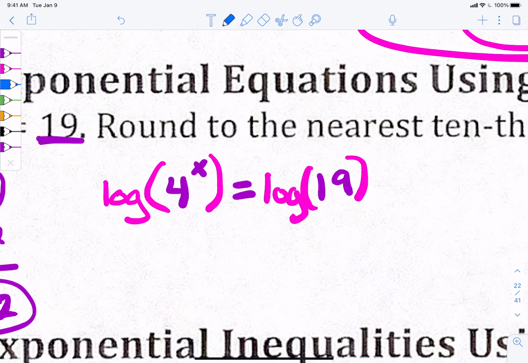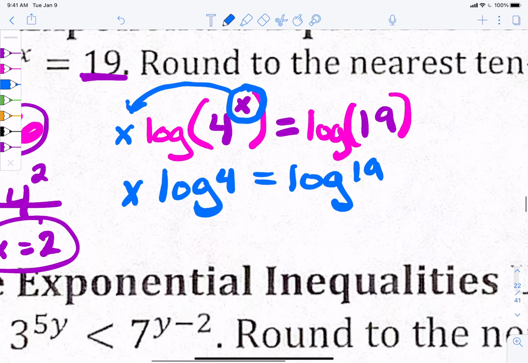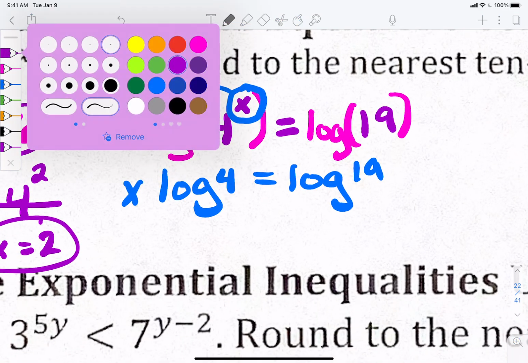From this point, now that there's a log there, we have a little rule that says if there's a log, this x that's in the top here, where can he go? To the front, right? And so really this is kind of like saying x times log of 4 equals log of 19. And you can put the parentheses or you don't have to put the parentheses. And I want to solve for x. So how do I get x by itself?